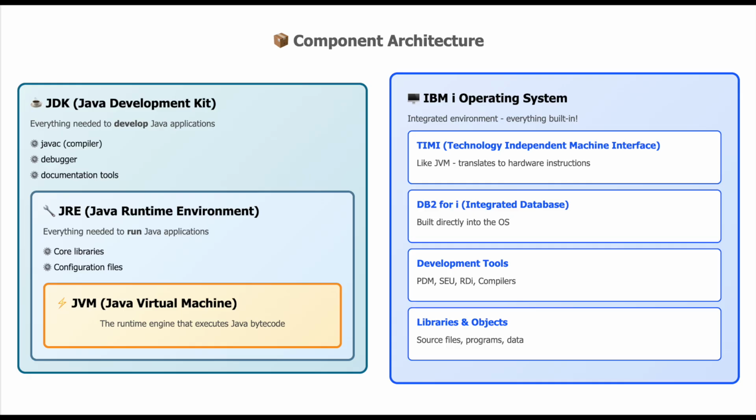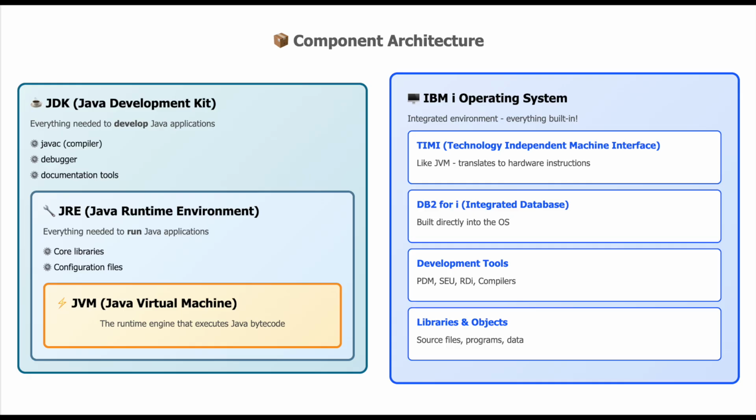Let's compare them. So you can see that Java requires a Java virtual machine, which is the piece that runs the bytecode. There's a Java runtime environment, and that's everything that's needed to run Java applications, has all the different configuration libraries and core libraries. And then there's the JDK, which is everything that's needed to develop a Java application.